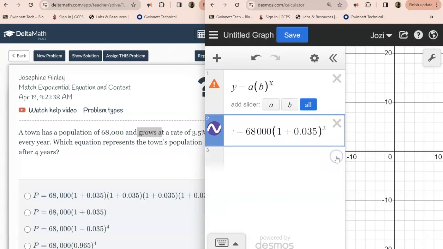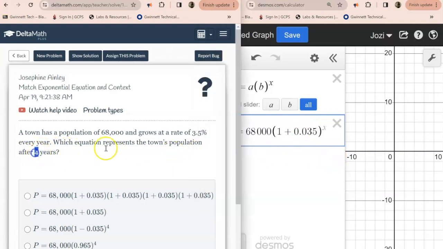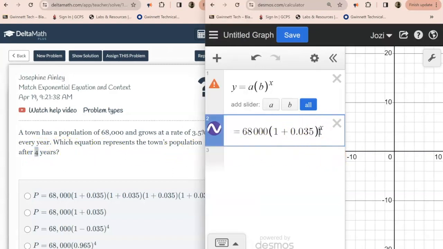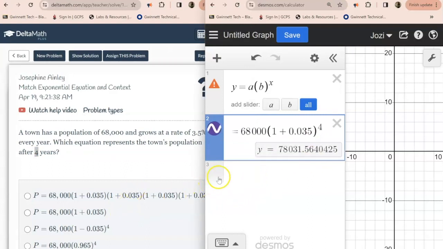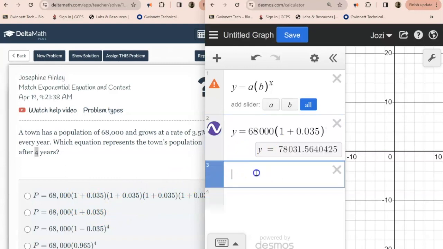Boom. Okay, and then what's the time? 4 years. Okay, so I'm going to come up here and I'm going to do 4 years. Now, instead of me going through all of these because maybe it's confusing, I'm just going to copy and paste and see which answer matches right here. So instead of me explaining it this time, I'm going to show you how to cheat with a calculator.